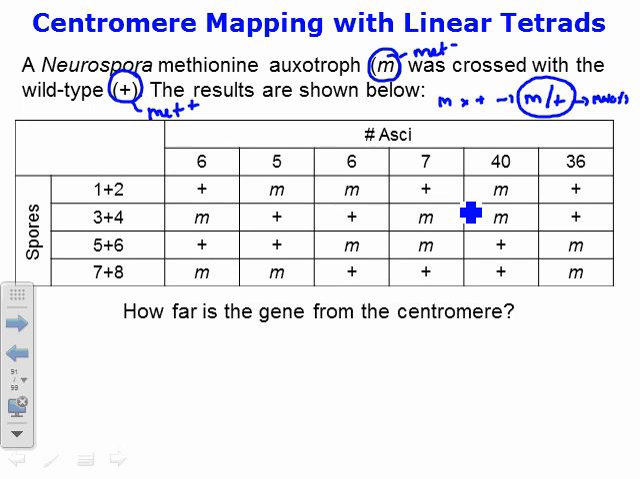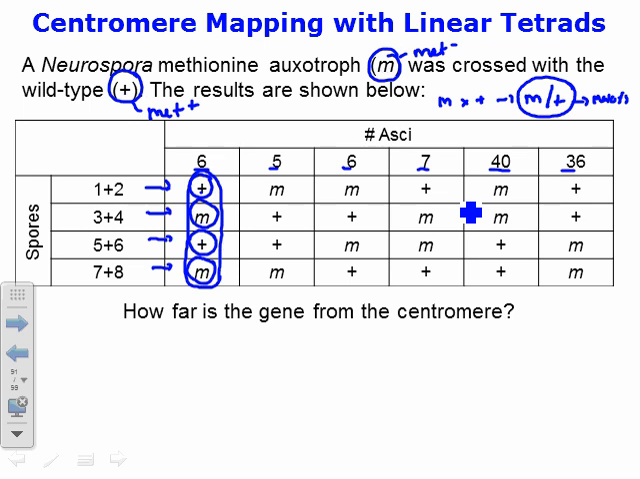And then just like in the previous example, we would end up with asci produced, different types of asci, depending on whether recombination takes place or not. So in the following example, we have these different classes. We have 6, 5, 6, 7, 40, and 36. And the spore order is reflected in the table from top to bottom. So rather than showing all 8 spores, this table is basically showing that each different genotype corresponds to 2 spores. So the first 2 spores would be wild type. The next 2 spores are mutant. The next 2 spores are wild type. The last 2 spores are mutant.